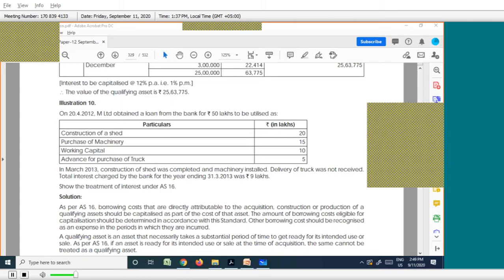But our question is, first point in our mind is whether it is a qualifying asset or not a qualifying asset. What is a qualifying asset? An asset that takes a substantial period of time to get ready for use. Okay, construction of a shed.